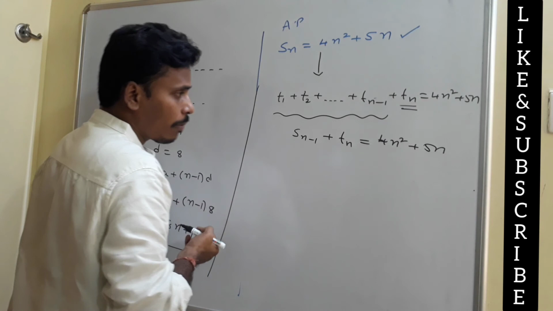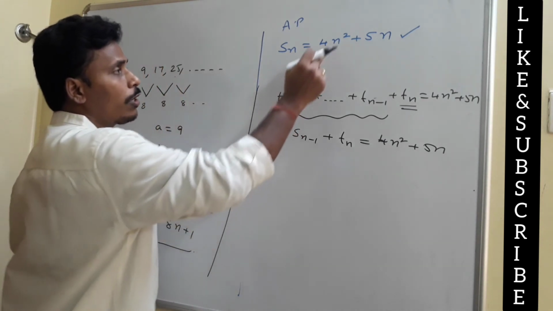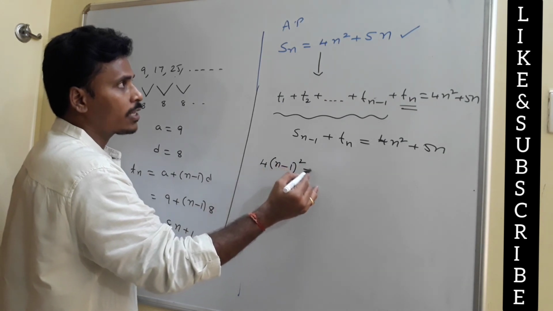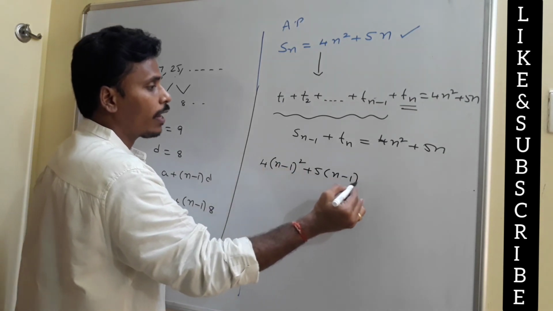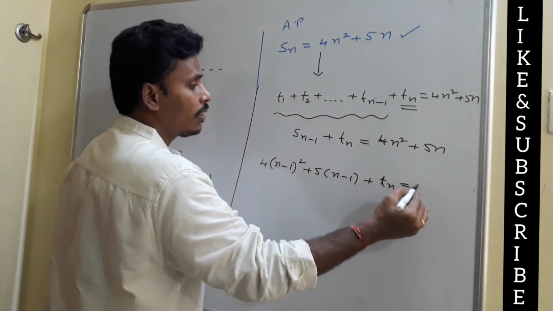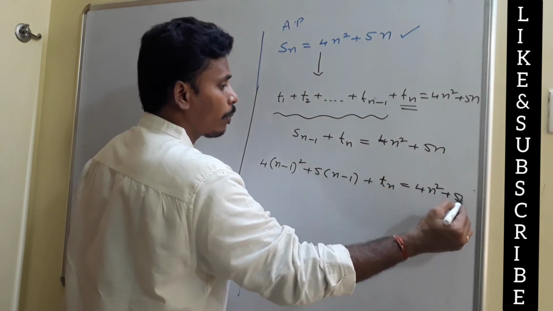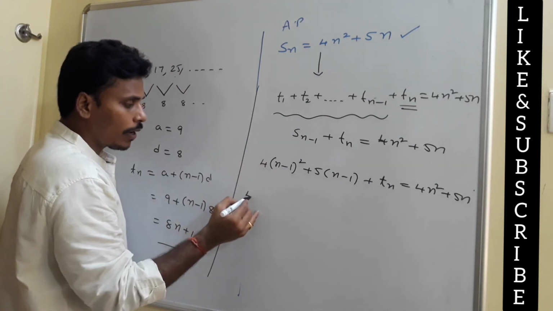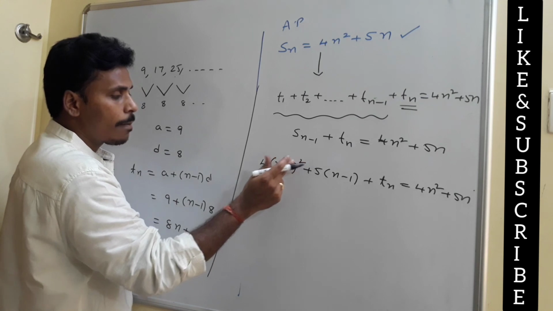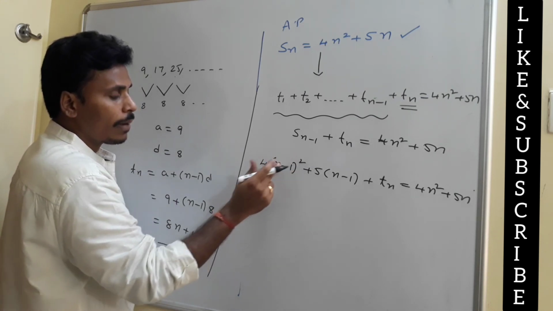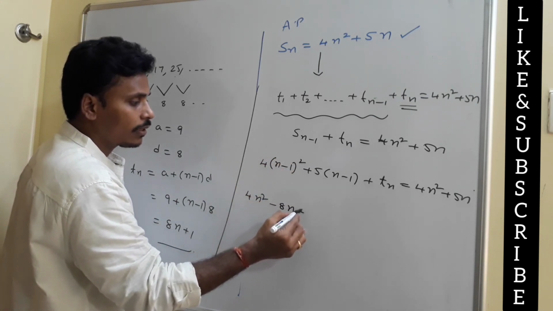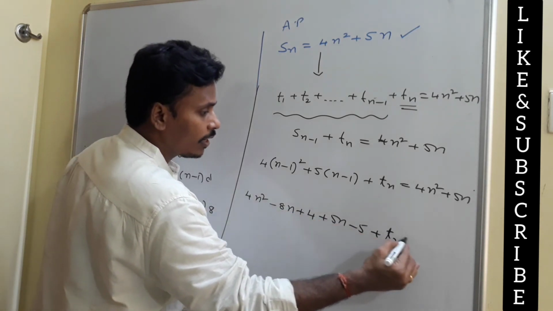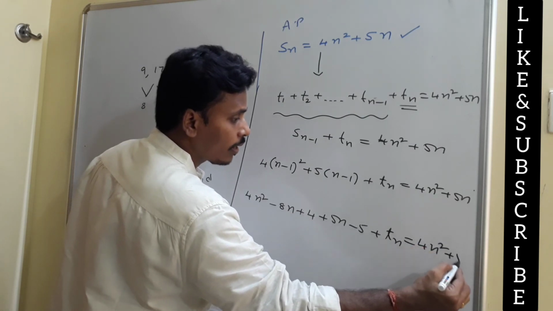And now what is S(n minus 1)? For S(n minus 1) you need to replace n with n minus 1 in that given rule. So 4 times (n minus 1) whole squared plus 5 times (n minus 1) plus Tn is equal to 4n squared plus 5n. You need to simplify right now. See, (n minus 1) whole squared is n squared minus 2n plus 1, and then this 4 will give us 4n squared minus 8n plus 4, plus 5n minus 5, plus Tn is equal to 4n squared plus 5n.